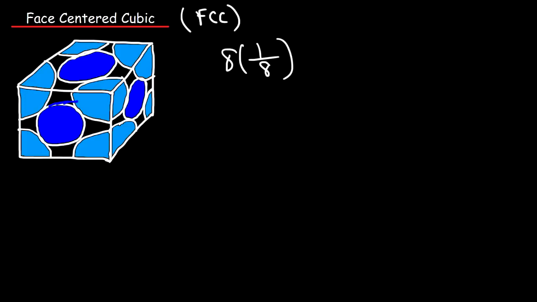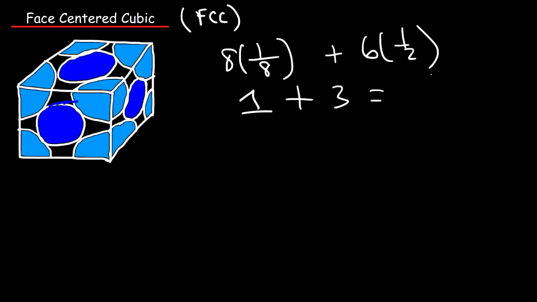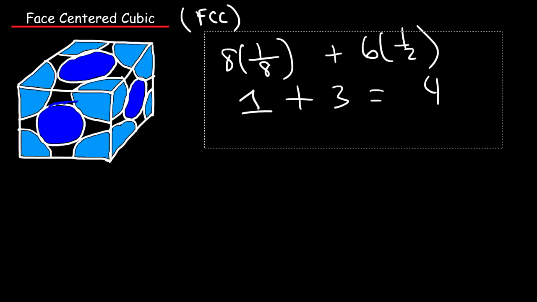Now you only see 3 of those spheres, but there's actually 6 due to the 6 faces of the cube. So it's going to be 6 times 1/2. So 8 times 1 over 8 is 1. Half of 6 is 3, so 1 plus 3 is 4. And so that's how you come up to 4 atoms per unit cell.